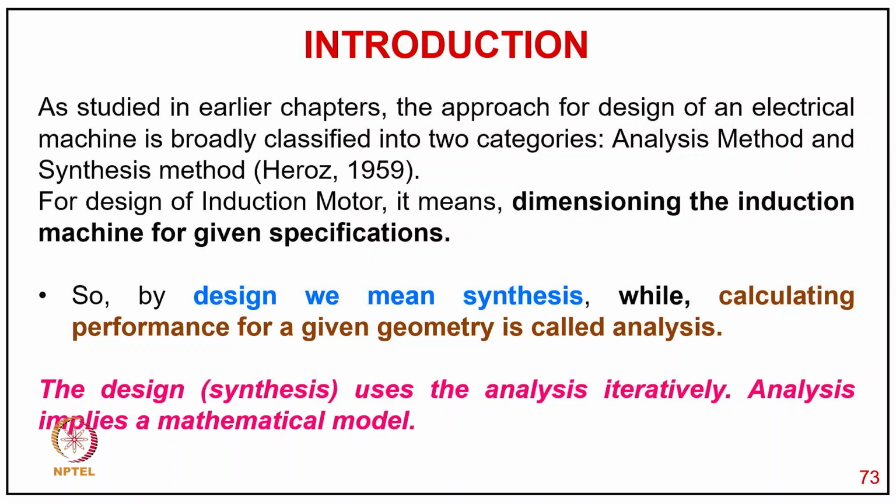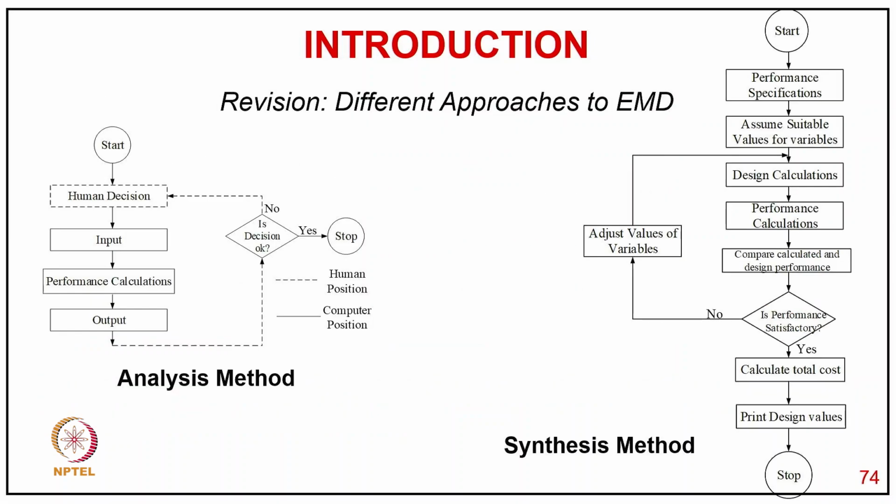Analysis means we are using the computer for calculation, and synthesis means the decision is taken by the computer only. So design means synthesis, which uses analysis iteratively, because you have to calculate many times to get the right decision. Analysis implies only using the mathematical model for calculation. A typical example of the analysis method: we start, the decision is taken by a human, and then we go to input, do the performance calculation with the output, and the human checks whether it is right or not. If yes, then stop; if no, then it goes back.